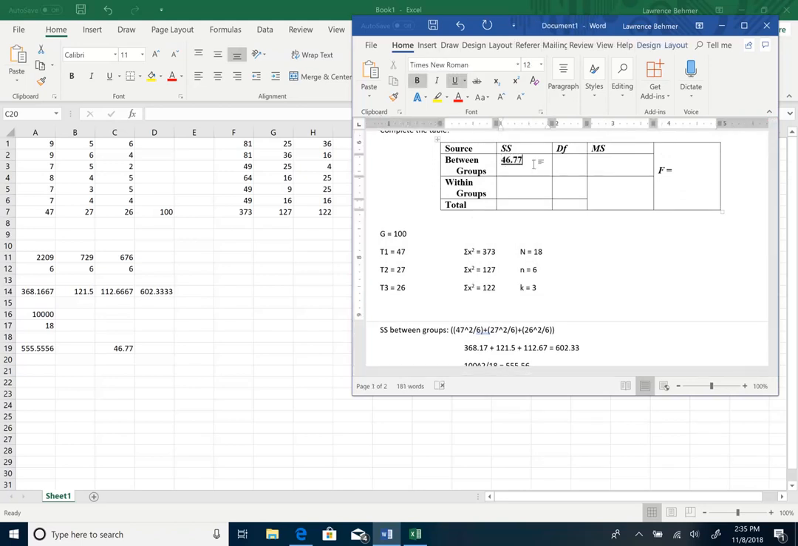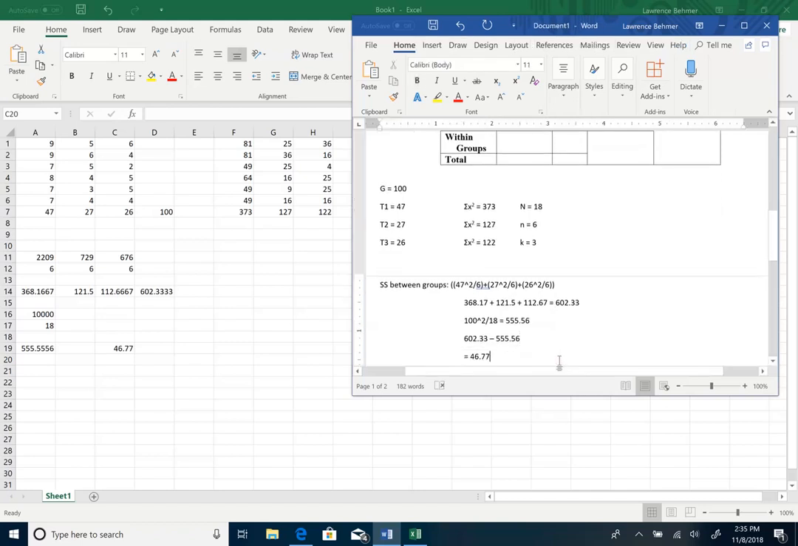And look, we can go ahead and add that into our table. 46.77. I don't know why that's underlined. I don't want that underlined. There we go. And while we're here, we might as well fill in our degrees of freedom. We knew that from before. We figured that out. That's 2. Awesome. Okay, now let's do our sum of squares for within groups.